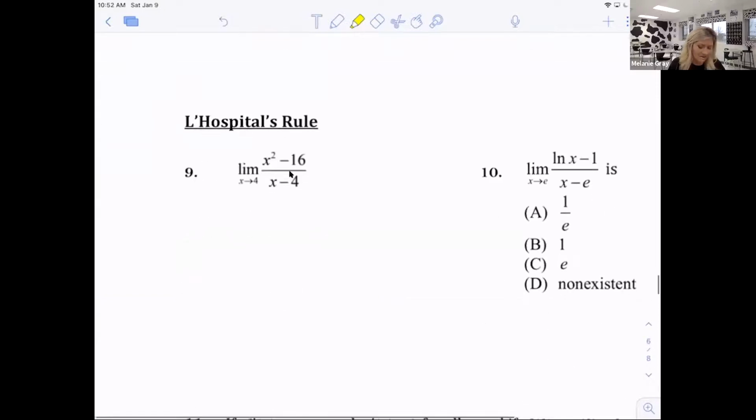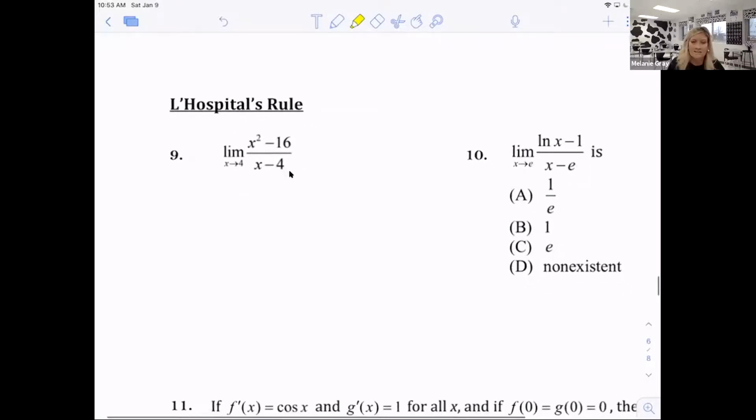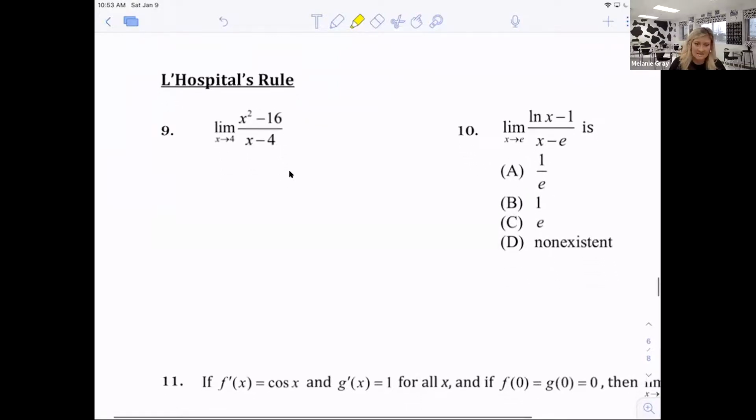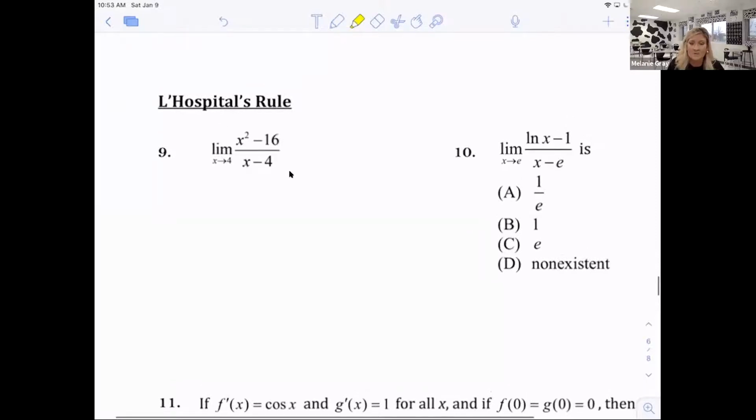All right, now I started talking a little bit about L'Hopital's rule back when we were computing limits algebraically, when we were talking about that indeterminate form. So I want to revisit that here with example 9. You can see that when you do direct substitution with number 9, we've already shown the work for that. You take the limit of the top, you get 0, the limit of the bottom, you get 0. So you get indeterminate form 0 over 0, or really any indeterminate form, but for Calc AB, we're looking at 0 over 0.